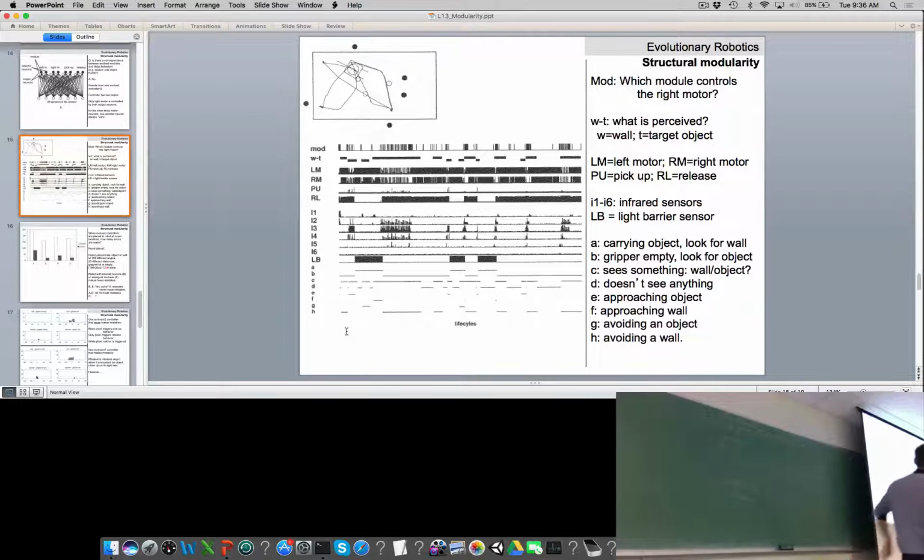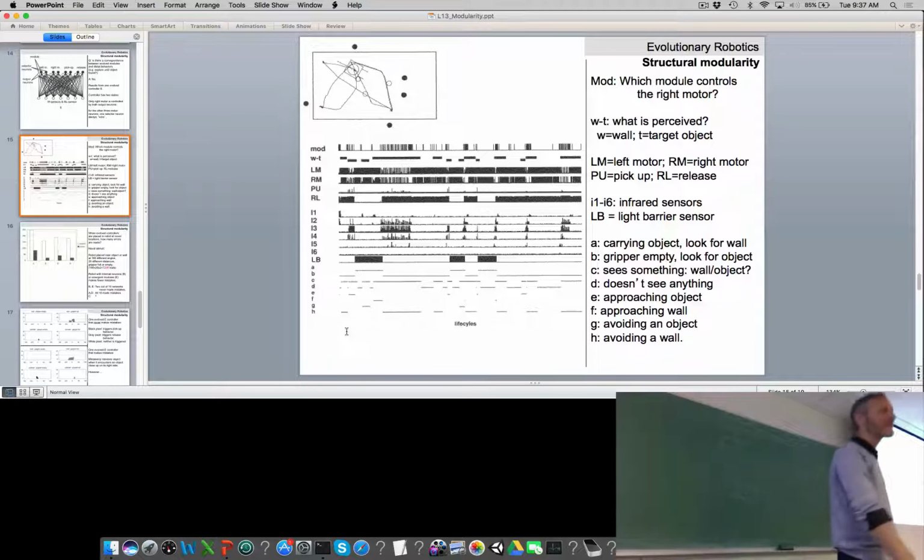So we know that the module is switching control of the right wheel. The module switching is not affecting the left motor at all, but the left motor seems to be moving in lockstep, more or less lockstep with the switching. So what's going on here?